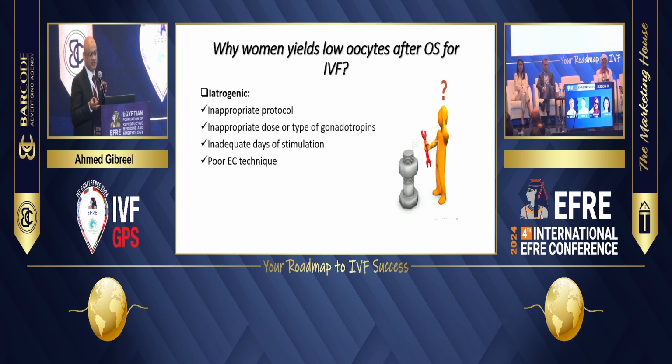And what are these poor techniques in stimulation? You have to take a very good history of the previous cycle. Speak about the protocol they have taken; it might be an inappropriate protocol. Speak about the dose they have taken or the type of gonadotropins. Sometimes a very trivial change you make will succeed in getting more oocytes. Sometimes there are inadequate days of stimulation. Sometimes it is related to poor egg collection technique.